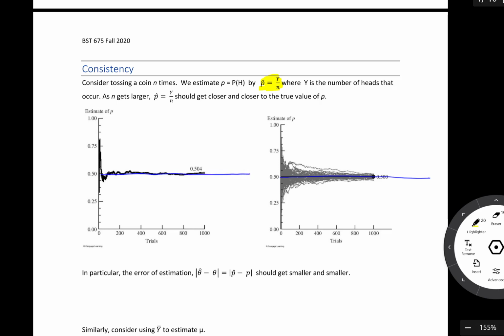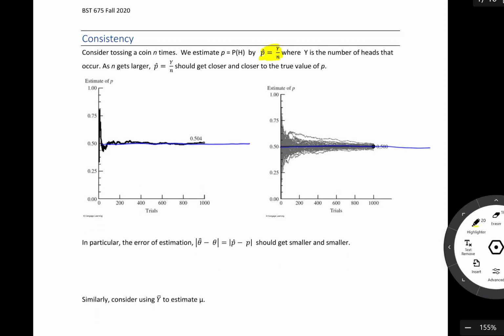And so we could look at a single estimator that we have on the left, and we can see over time it reaches 0.5 in a single sample. Or we could look at multiple samples, and we see that over time, even for multiple different samples, using that same estimator, we do get closer and closer to the 0.5. So in particular, the error of estimation, which we define to be theta hat minus theta, for this example is equal to p hat minus p, we expect it to get smaller and smaller.